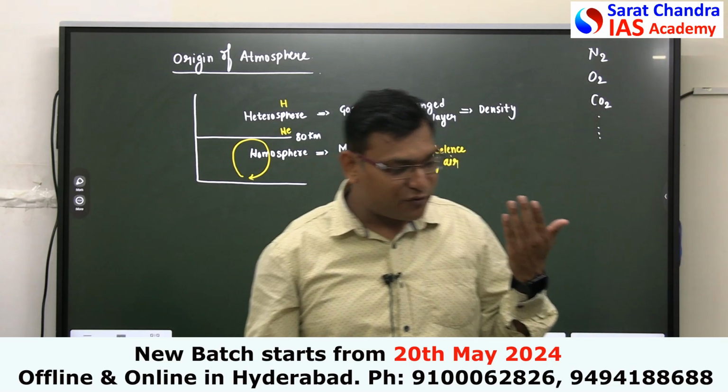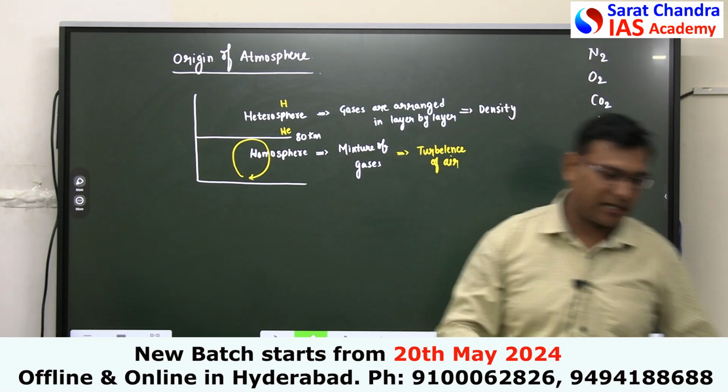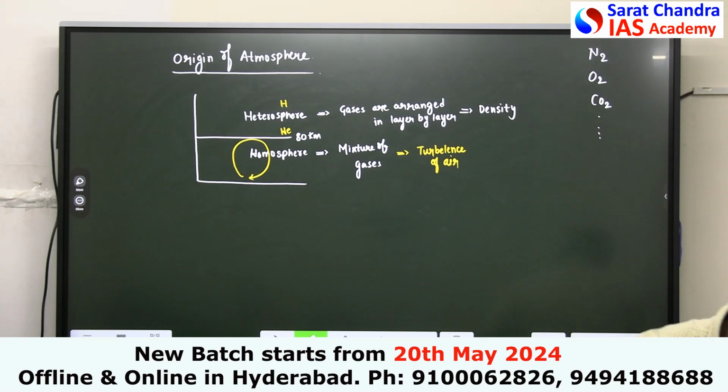Now, how was the atmosphere formed? First we will write. You have drawn this? Okay, then write: Homosphere. It is a portion of air in which the variable components are theoretically removed.